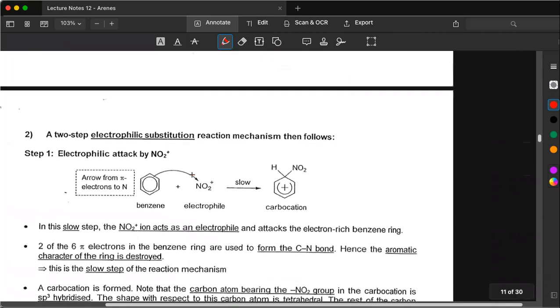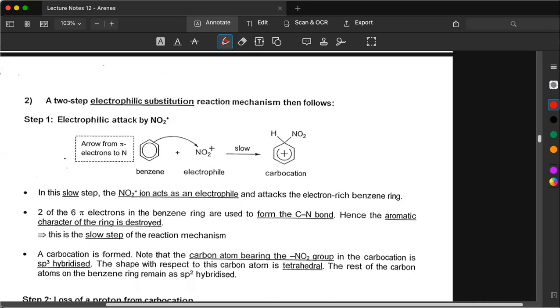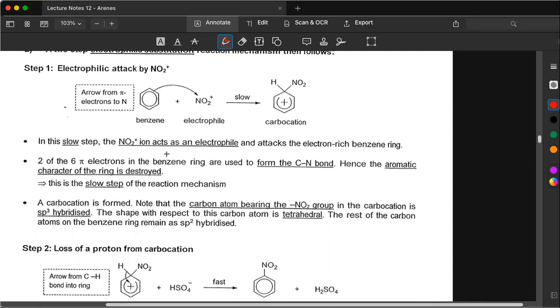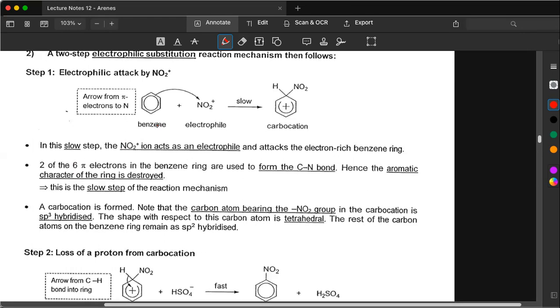The 2-step electrophilic substitution goes in this manner. So the NO2+, which is the electrophile, will attack the benzene ring. But take note, the arrow is pointing from the pi electrons towards the electrophile. And this is a slow step. Okay, so the carbocation is formed. So in this slow step, the NO2+ acts as an electrophile to attack the electron-rich benzene ring. 2 of the 6 pi electrons in the benzene ring are used to form the C-N bond. All right. Hence, the aromatic character of the benzene ring is destroyed.